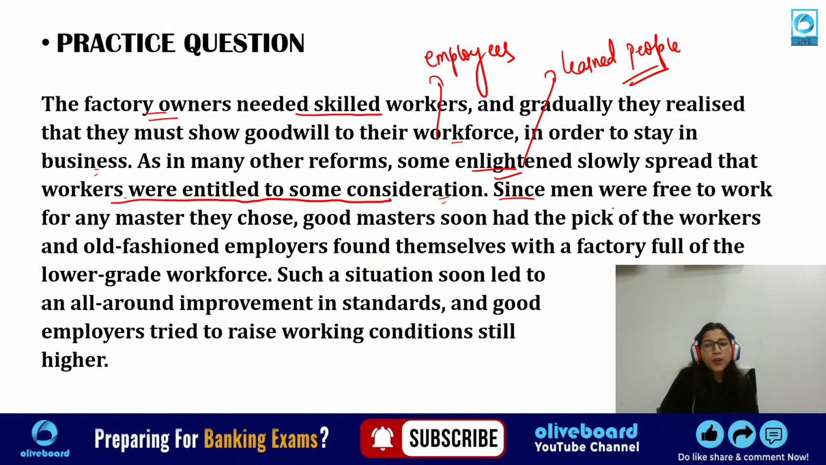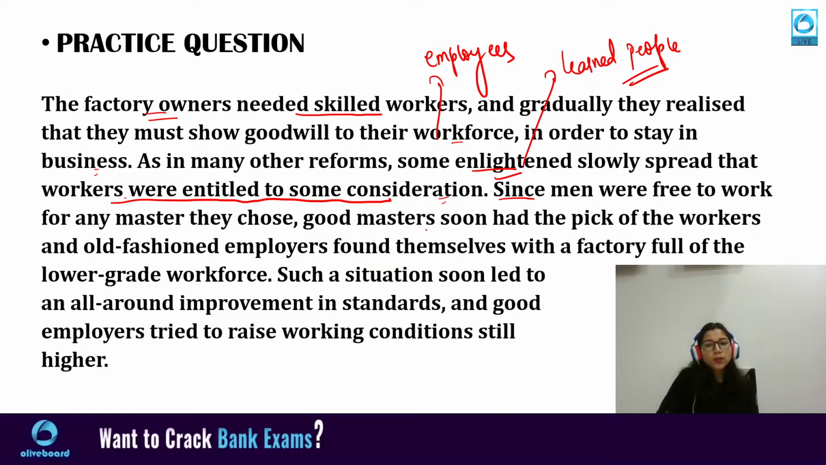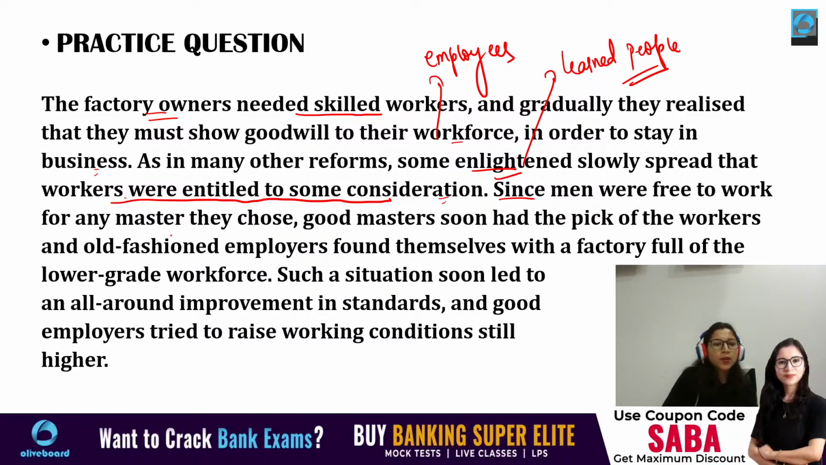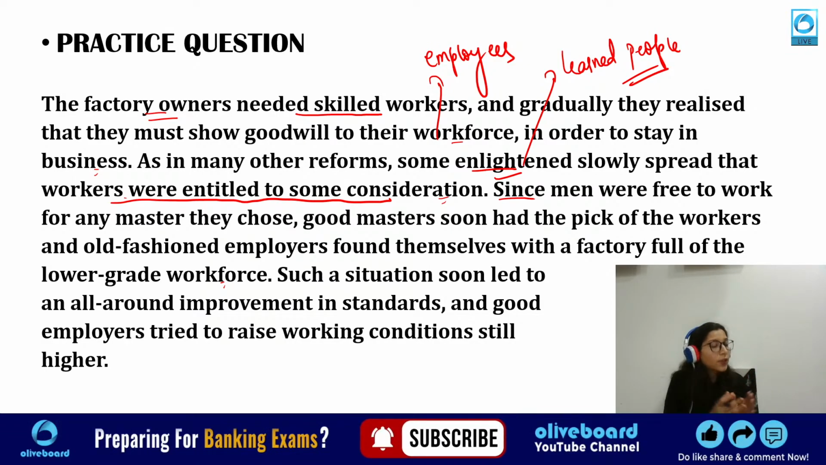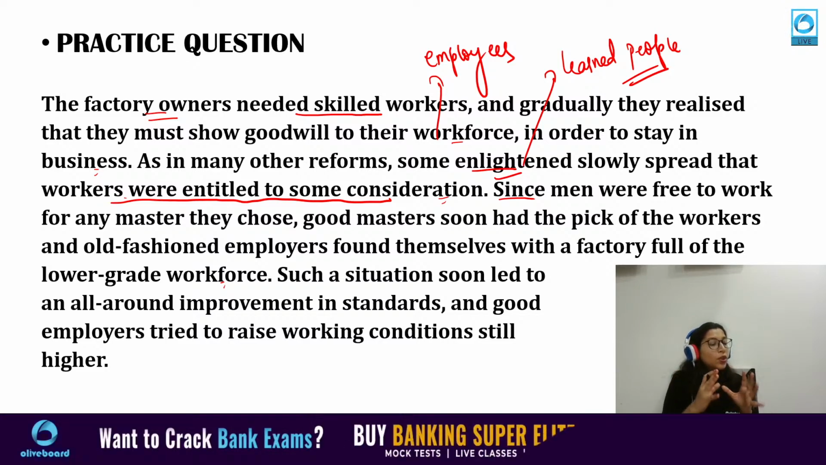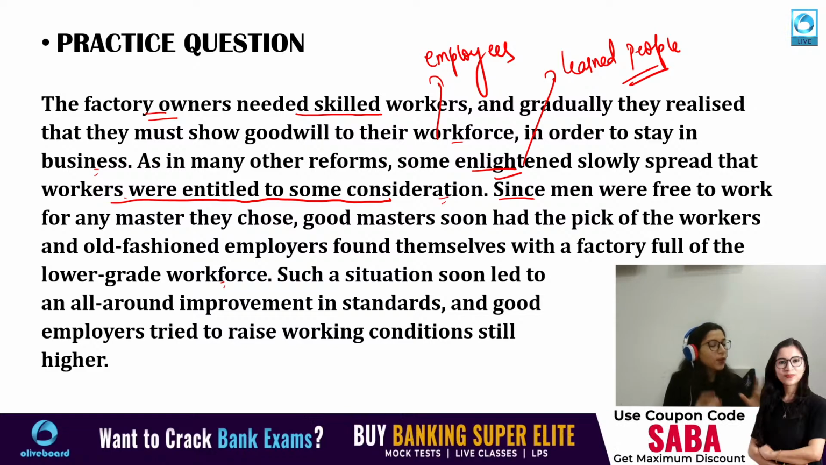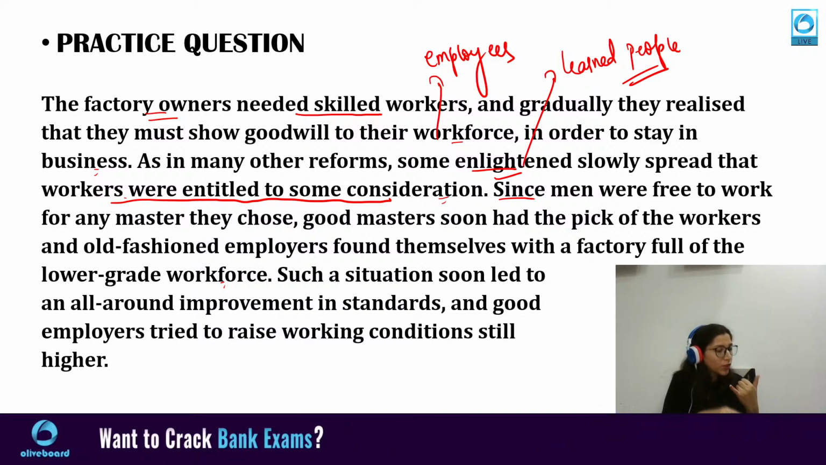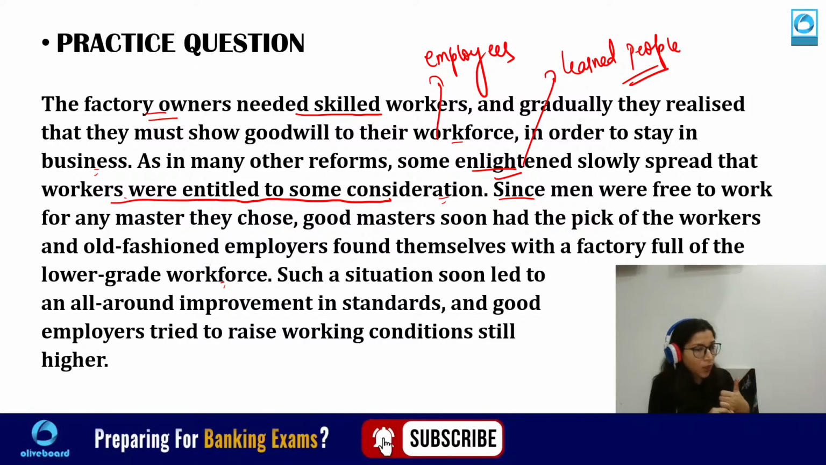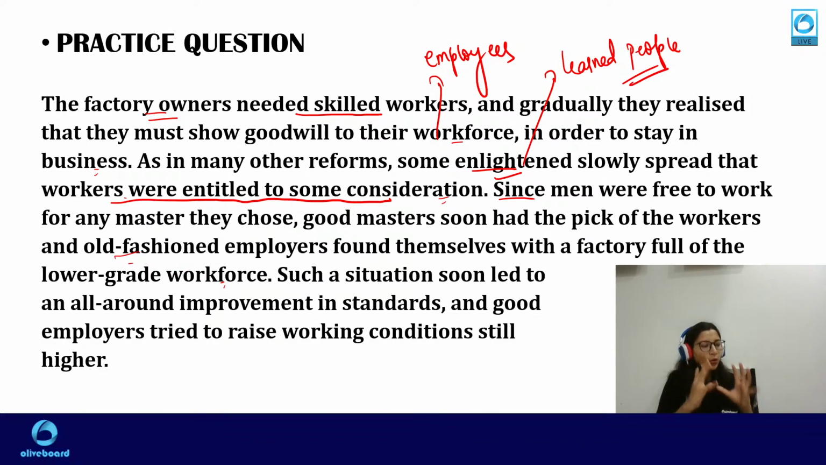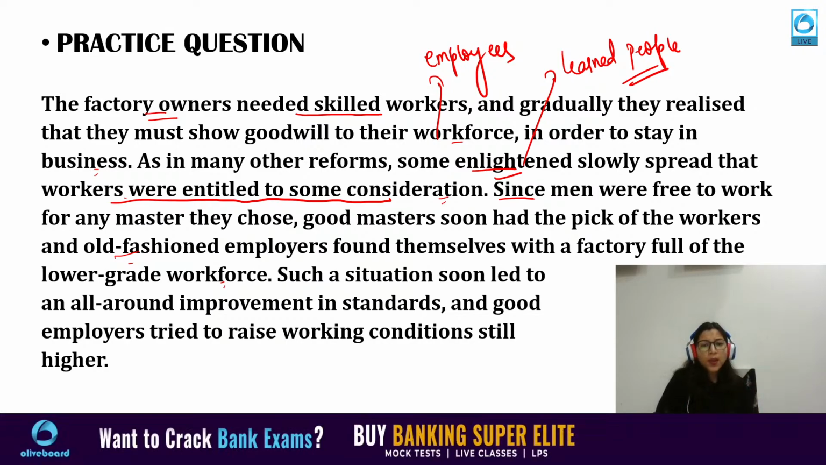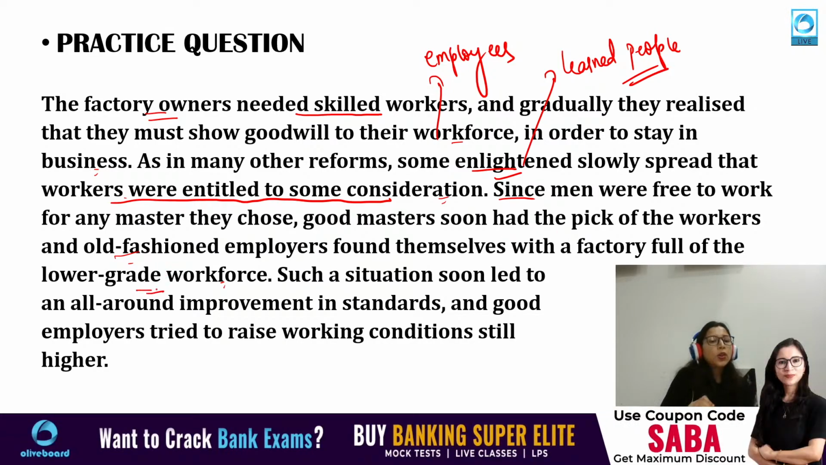Then, since men were free to work for any master they chose, good masters soon had the pick of the workers, and old-fashioned employers found themselves with a factory full of low-grade workforce. Now, when all these things started, the good employers, those who were kind, those who were compassionate, started picking all the good workforce. They used to give good salaries and better working conditions. And the old-fashioned employers, who were still following their old rules and customs, found that their factory was full of low-grade workforce.